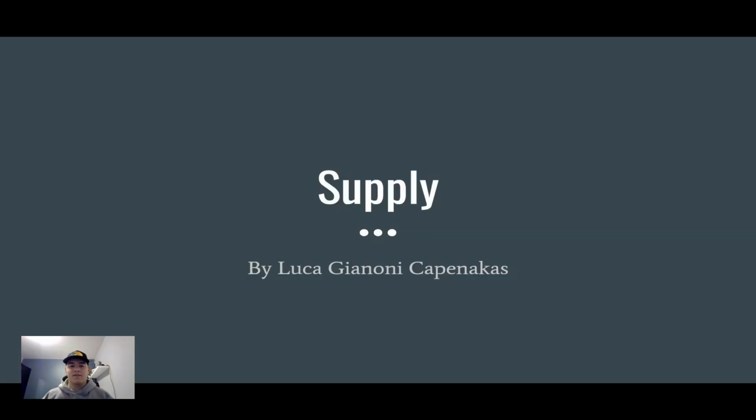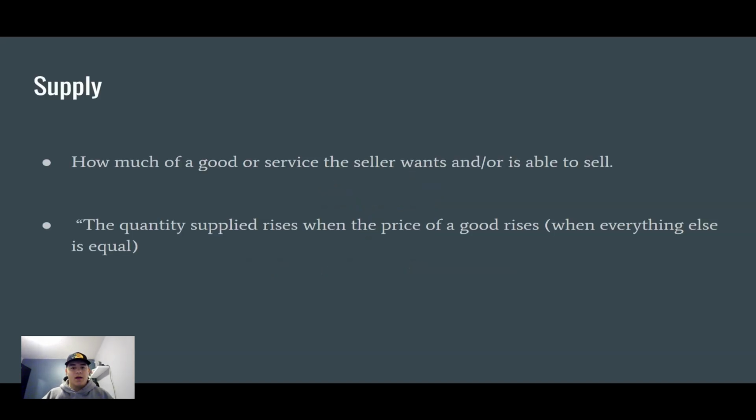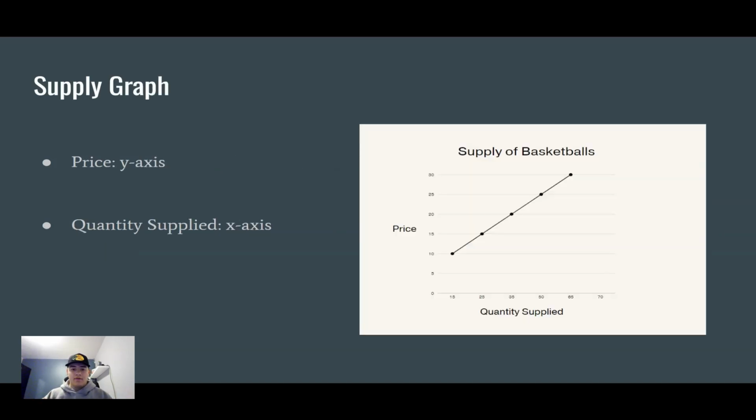I'm a first year finance major, and today we're going to be talking about the concept of supply. Supply explains how much of a good or service the seller wants or is able to sell. The general law of supply states that the quantity supplied rises when the price of a good rises, when everything else is equal. Supply can be presented in the form of a graph, where the y-axis represents the price and the x-axis represents the quantity supplied.